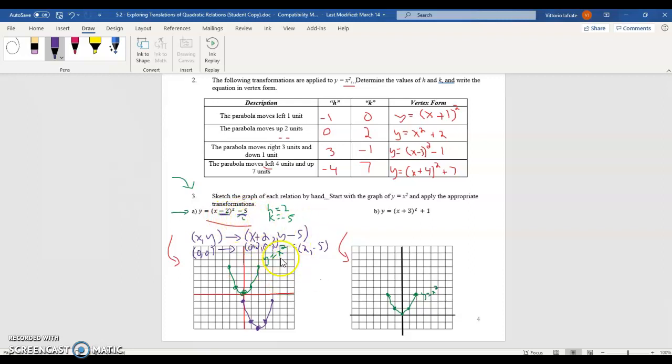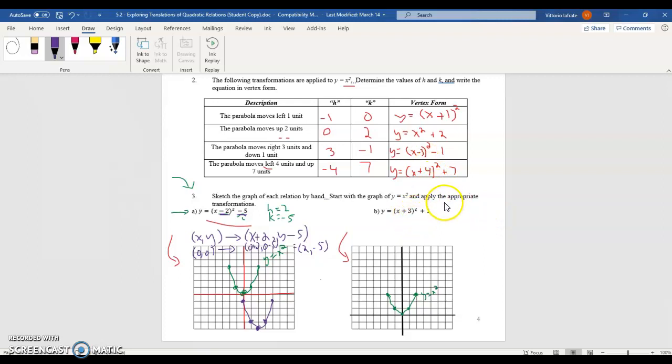So you could use that mapping rule technique as well by first making a table of values and then applying the modifications to your x and y values and plotting those separately. That can also work. So let's take a look at this example over here.